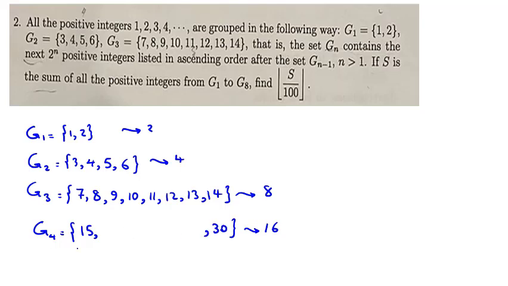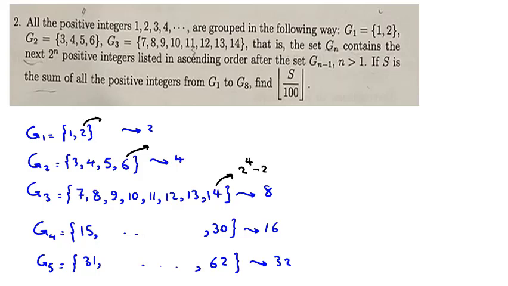It is 30. If we write, for example, G5, it will be what? It will be 31 to 62. How many elements do we have? 32. 31 plus 32, 63 minus 1, 62. So I can write until G8, but let me tell you the pattern. If you consider the last number of each of them, it is what? 16 minus 2, 2 to the power of 4 minus 2. It is 2 to the power of 5 minus 2. It is 2 to the power of 6 minus 2. This one is 2 cubed minus 2.